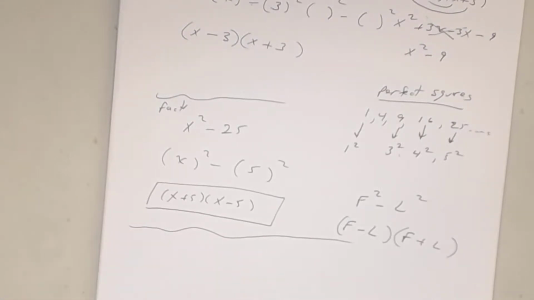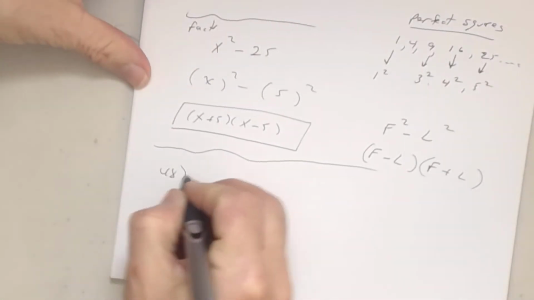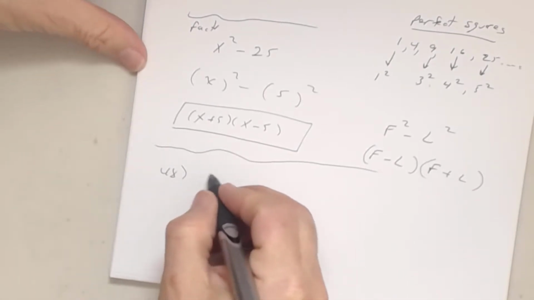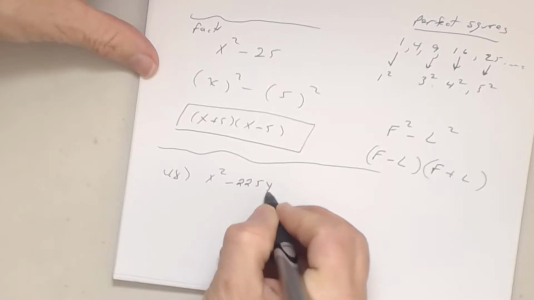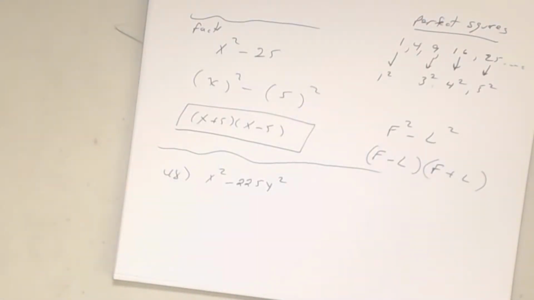So let's look at 48. Okay, don't make it complicated. Think about what we just talked about. Okay, that's what I have. It's not difficult. Think about what we just did.